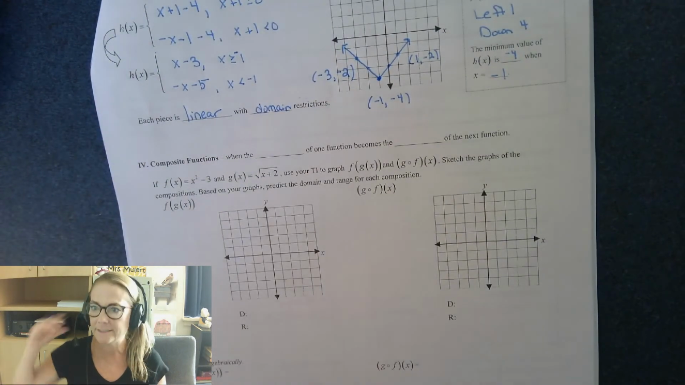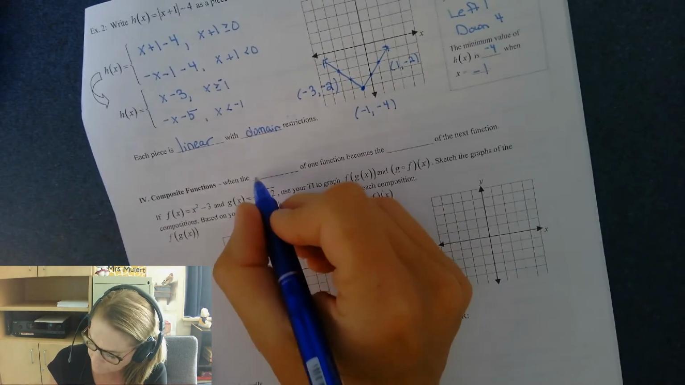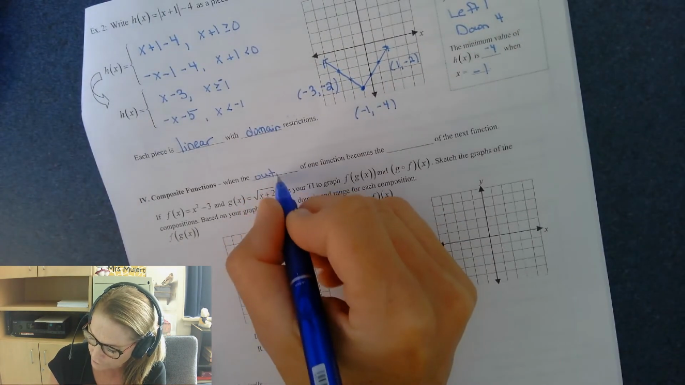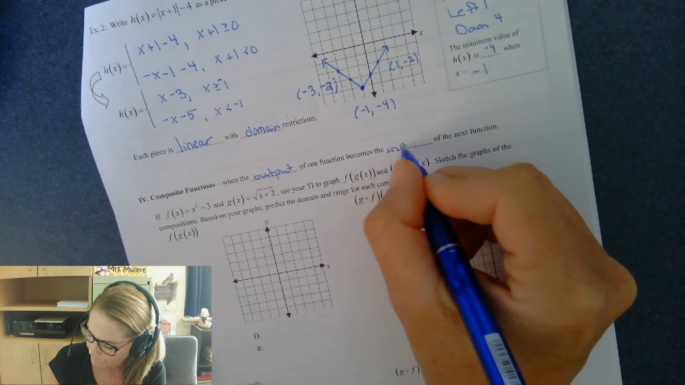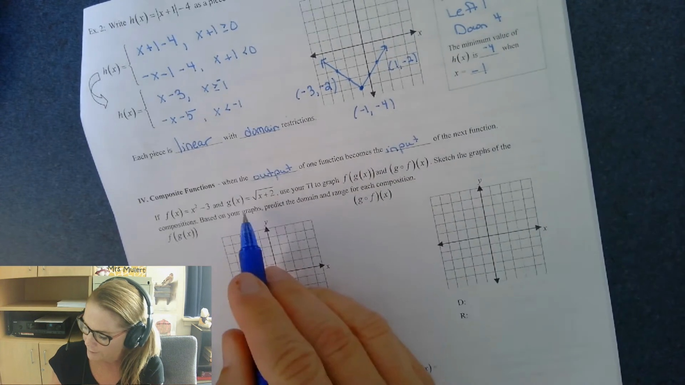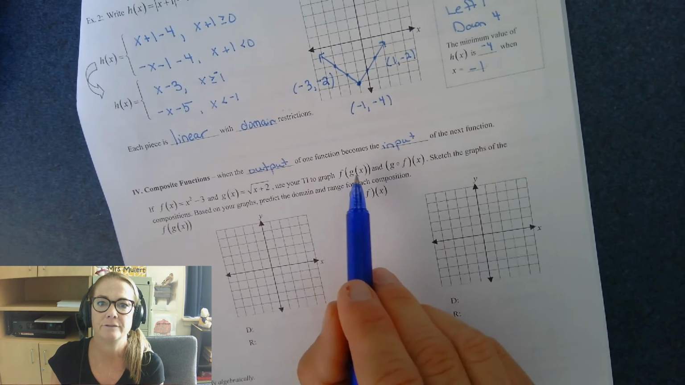Let's go to composite functions. Okay, composition of functions. You've seen this before. This is when the output of one function becomes the input of the next. So we've got f and g here, and there are two ways you'll see this written. Sometimes you'll see f of g of x, with the parentheses.